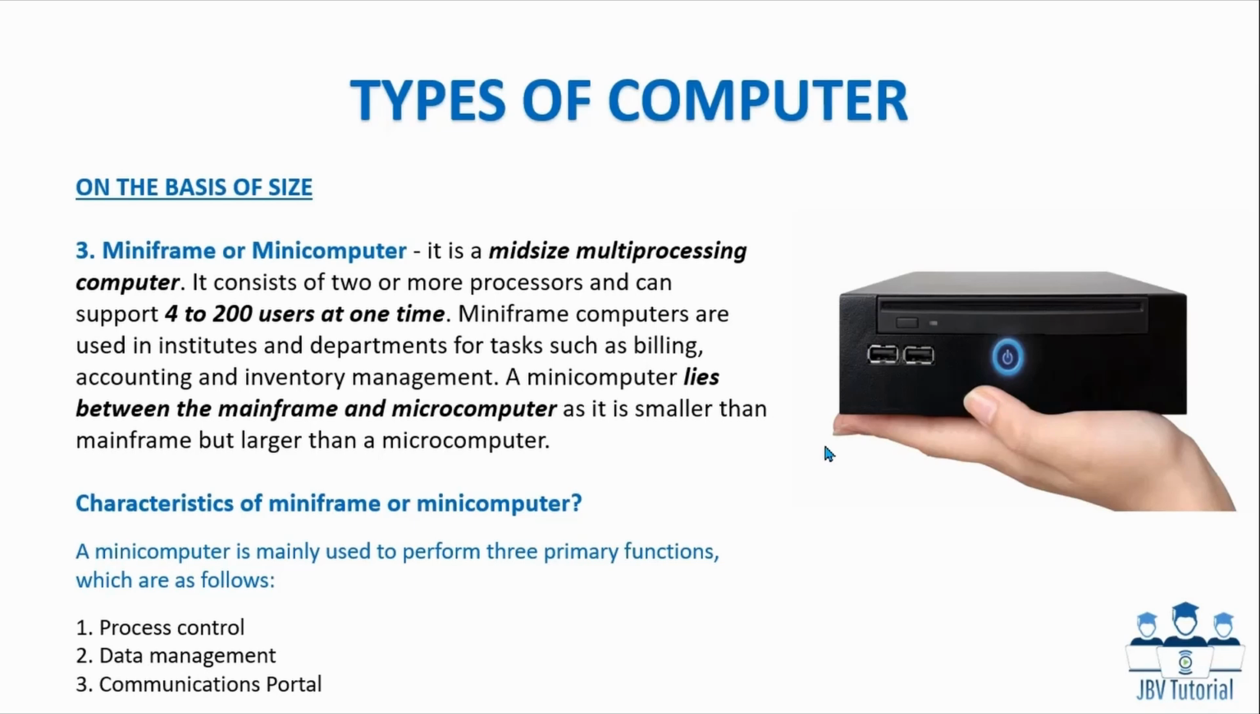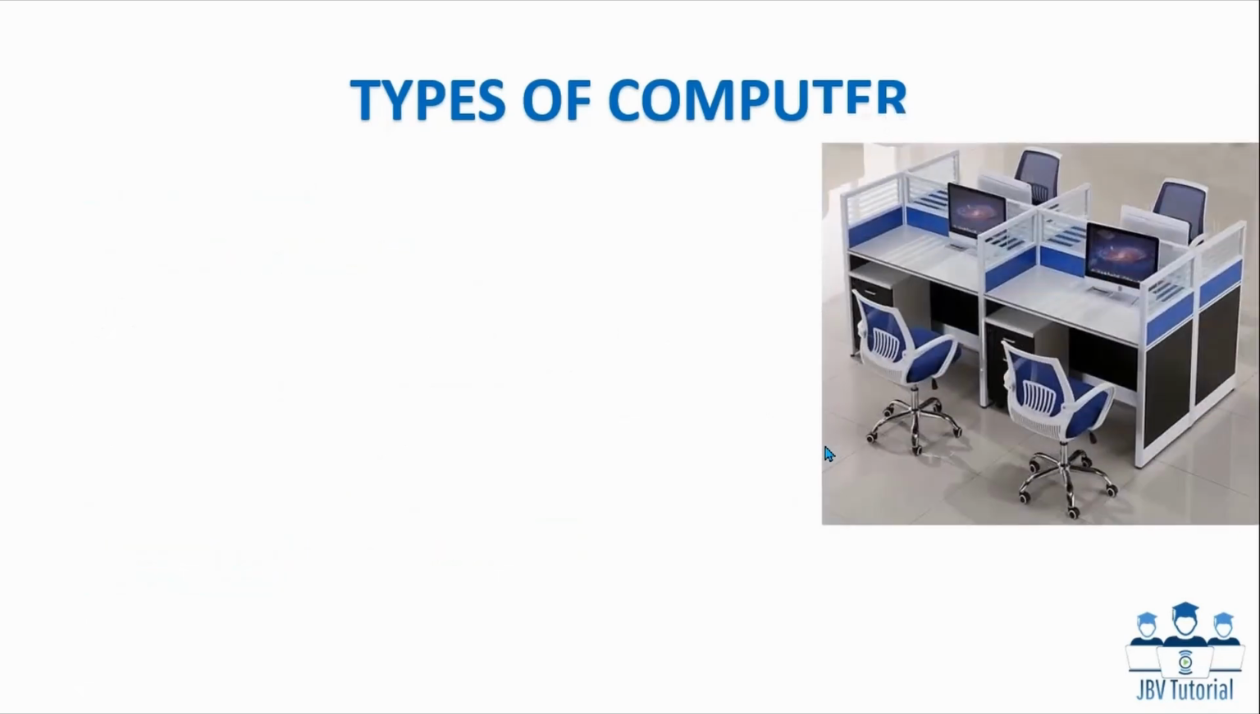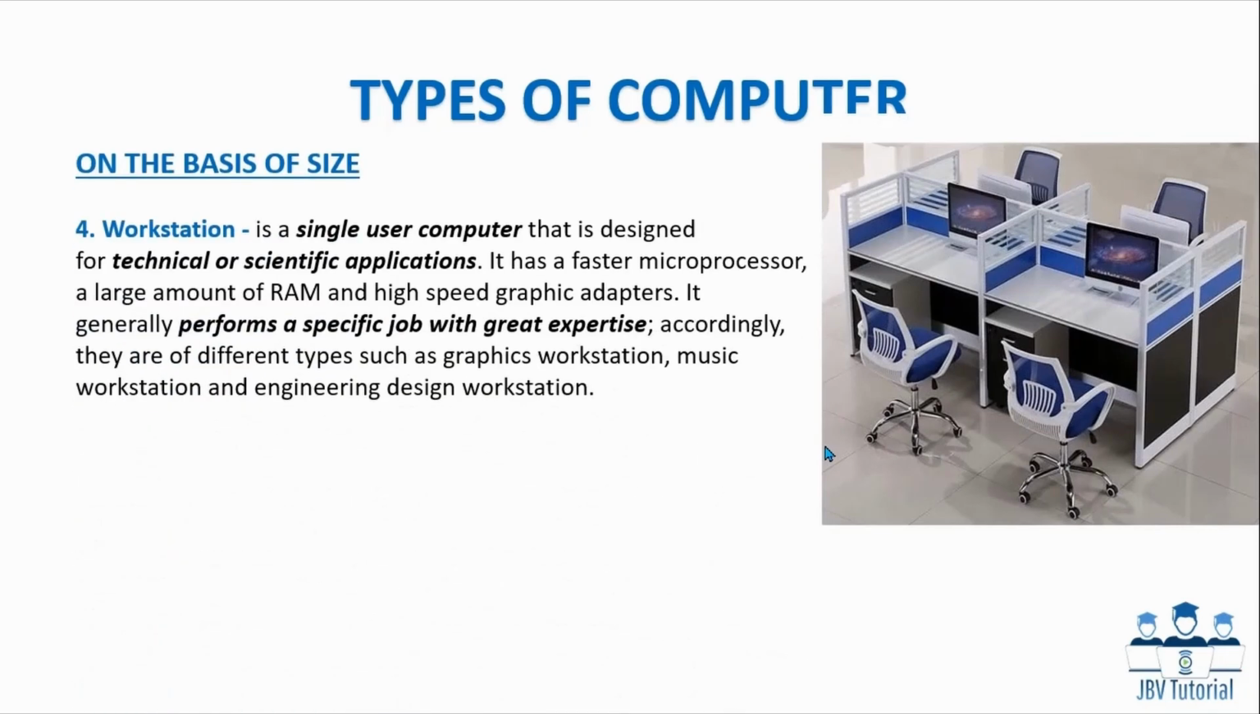4. Workstation. Workstation is a single-user computer that is designed for technical or scientific applications. It has a faster microprocessor, a large amount of RAM, and high-speed graphic adapters. It generally performs a specific job with great expertise. Accordingly, they are of different types such as graphics workstation, music workstation, and engineering design workstation.